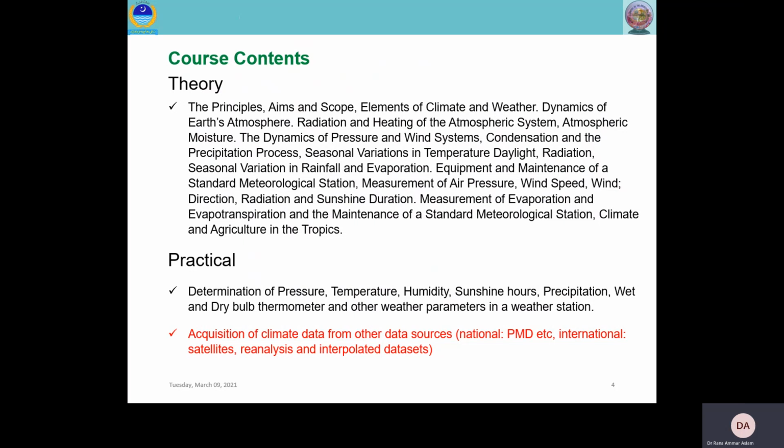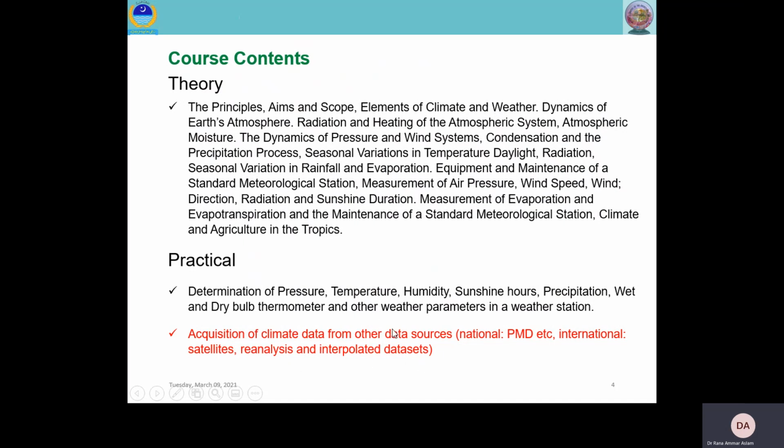The updated contents include the acquisition of climate data. You can have 2 types of climate or weather data. The one is the primary source, which is observed data, but there are some areas where you can't find observed data, and there can be other challenges. Even if observed data is available, you may not have access to those data sets. In that case, you can go for alternative data sets. There are some international institutions that offer climate data sets covering the whole globe. These sources include satellites, and reanalysis or interpolated data sets are also available.